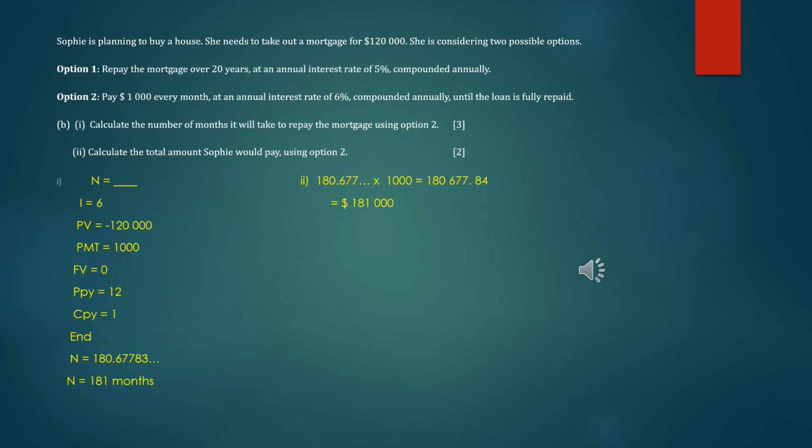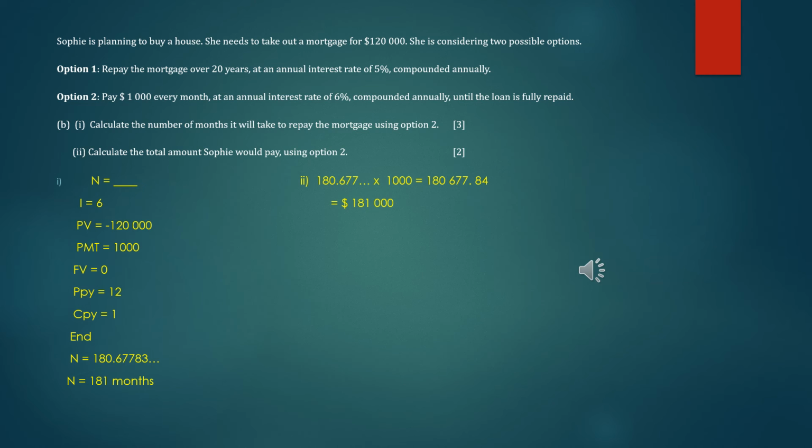Question B, calculate the number of months it will take to repay the mortgage using option 2, then calculate the total amount Sophie would pay using option 2. So using our finance solver for problem 1, our n is blank because we're looking for the number of months. All the rest, you carry the same information as you were entering previously, and that gives n equal to 180.67. So it will require 181 months.